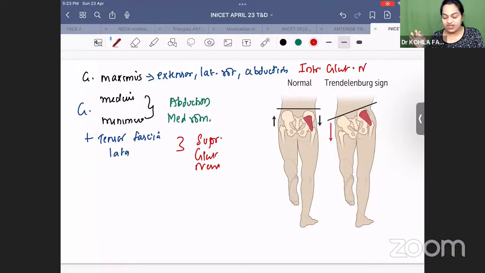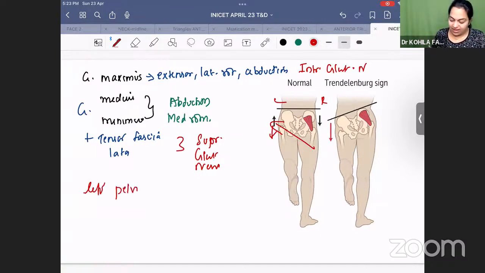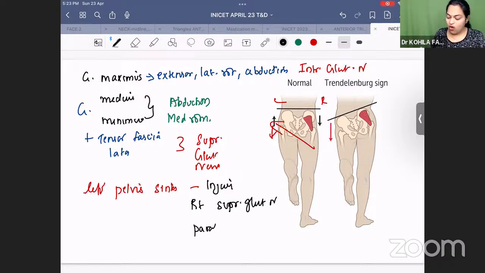So what is Trendelenburg sign? This is your right and left, right? If your left foot is off the ground, there's a tendency for the left pelvis to sink. But the contraction of the muscles of the opposite side supports it and prevents it from sinking. So in case the left pelvis sinks, what happens then? There is injury to the right superior gluteal nerve and paralysis of the right side gluteus medius and minimus.